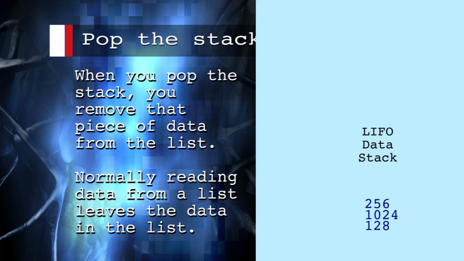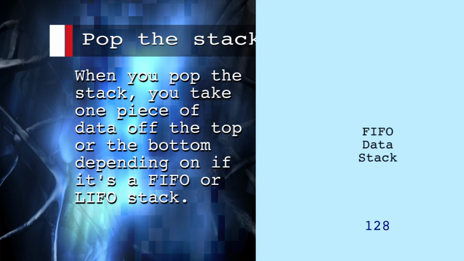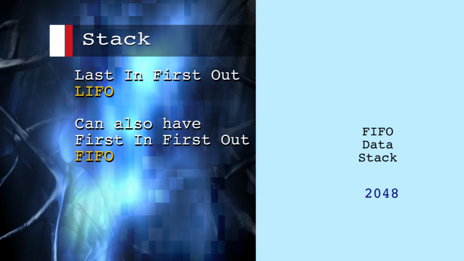When you push and pop data off the stack, it's called a last in, first out, or LIFO stack, because the last piece of data you put onto the stack is the first one you'll get when you pop the stack. It's also worth noting that you can have a first-in, first-out, or FIFO stack as well when you push data onto one end of the stack and pop it off the other end.